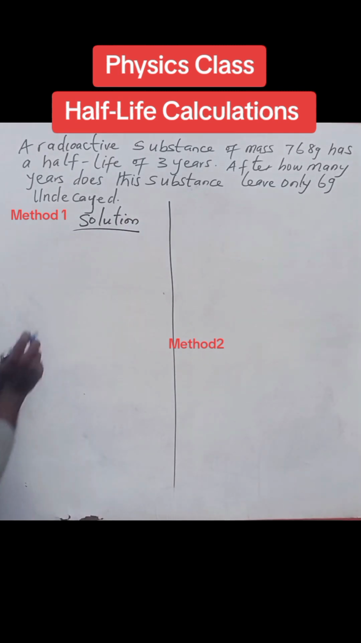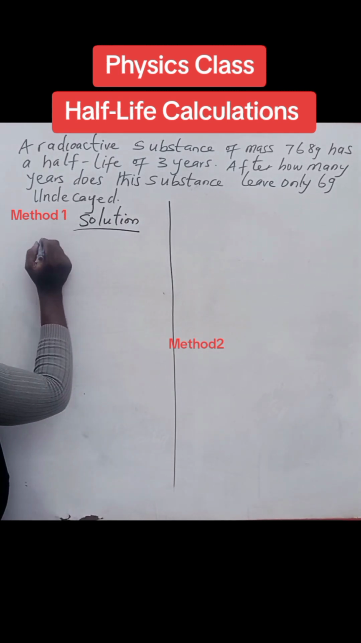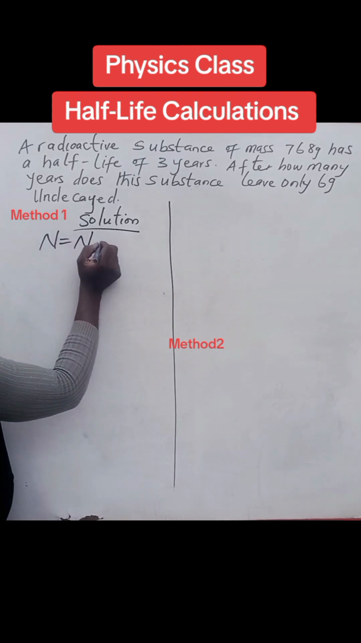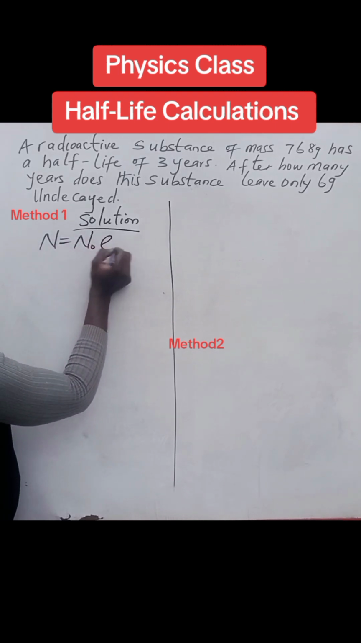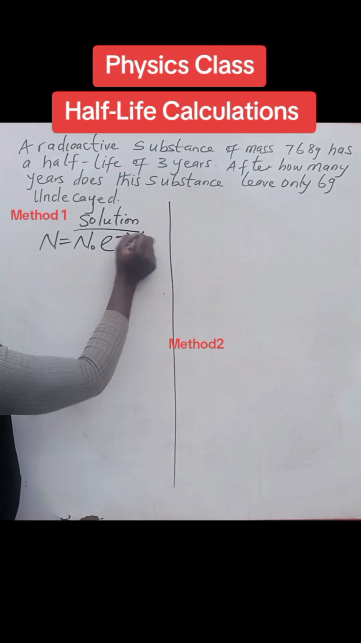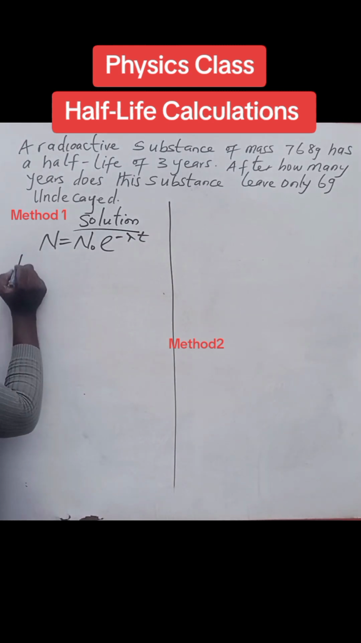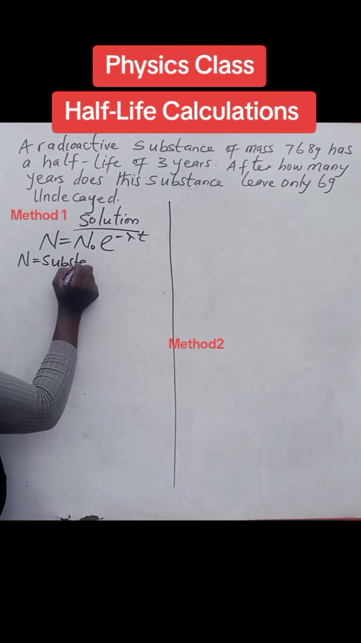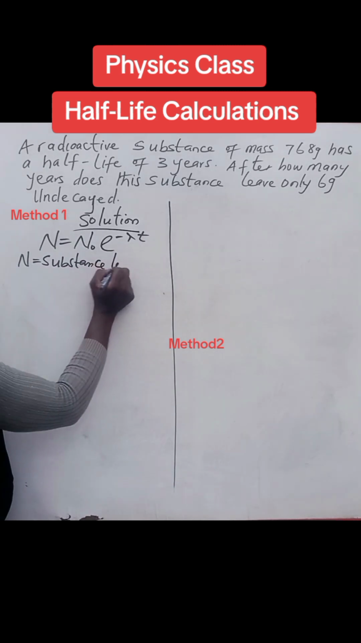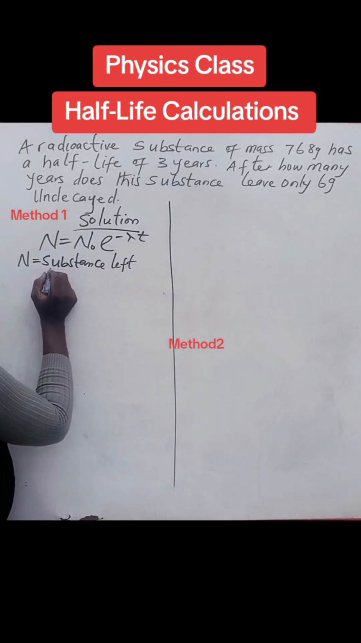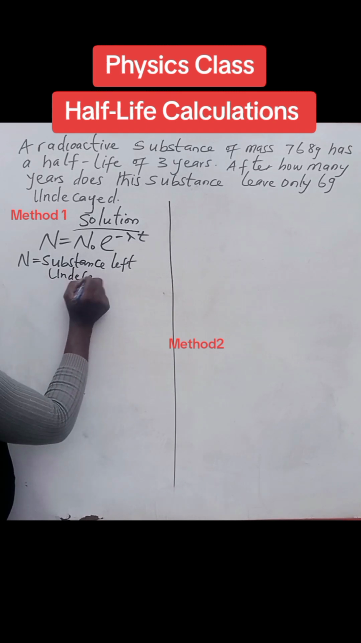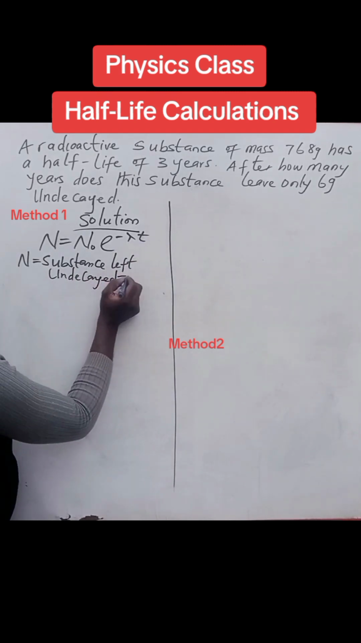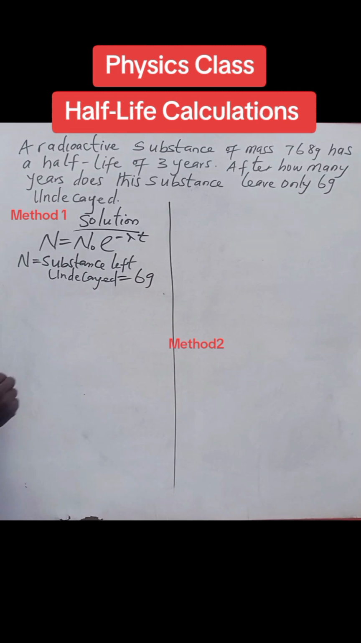The first thing is to write down the formula, which is N equals N naught exponential minus lambda t. Here N is the substance left undecayed. So that is equal to what? 6. So 6 was left undecayed.